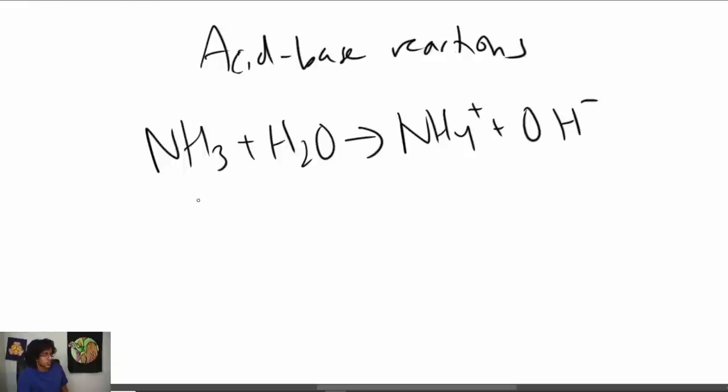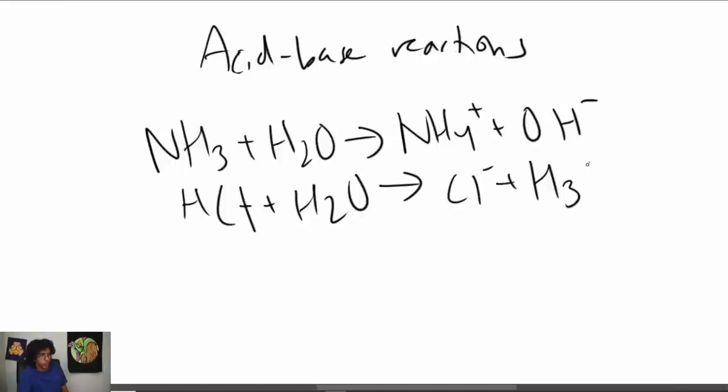But what happens if we had HCl plus H2O yields Cl- plus H3O+? In this case, the water is actually gaining a proton, right? So in this case, it's acting as a base.